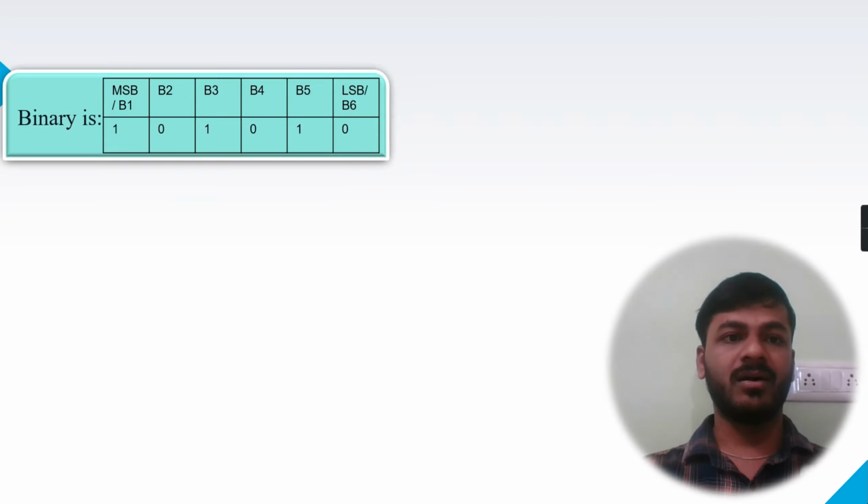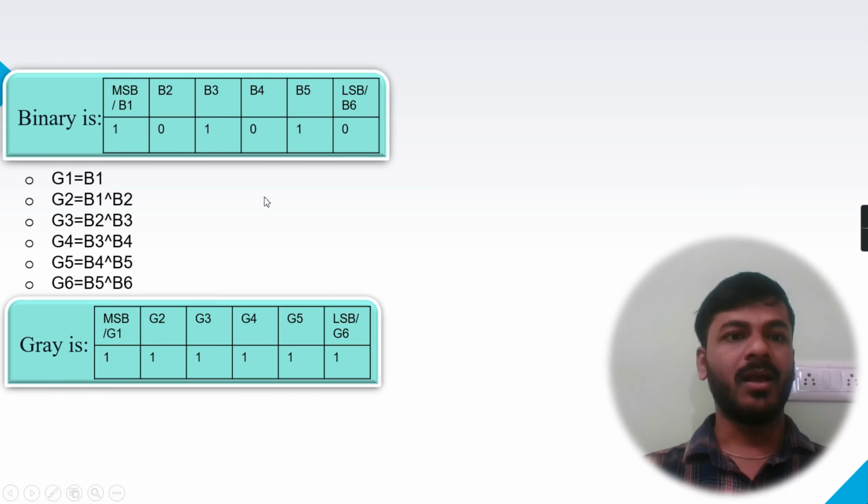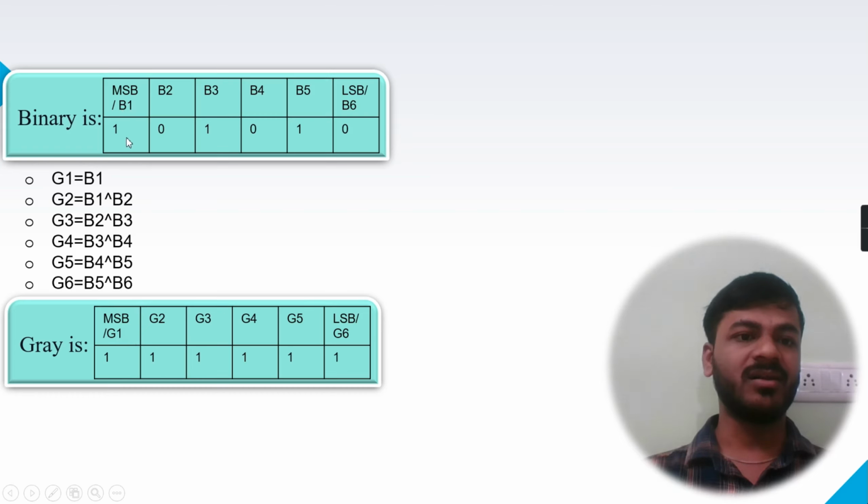Now, for example, let's say we have binary code 101010. If we convert it into gray code, then the output will be 111111. Now how does it come? Let's see. As per the instruction, we have to assign the MSB of binary as it is to the MSB of the gray code. So you can see that my MSB, that is B1, that is 1, is assigned as it is to the MSB of the gray code, that is 1.